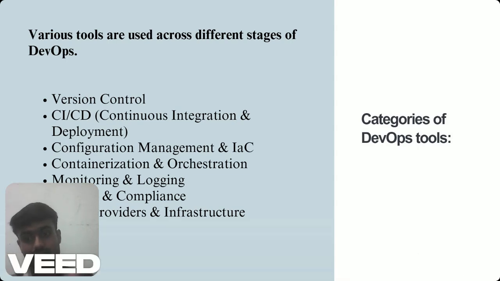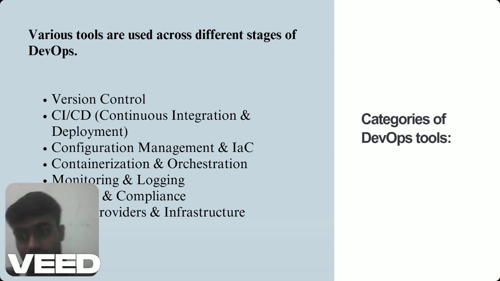Then there is containerization and orchestration. Under that we have Docker and Kubernetes as tools. Then there is a category called monitoring and logging. It has tools like Prometheus and Grafana.